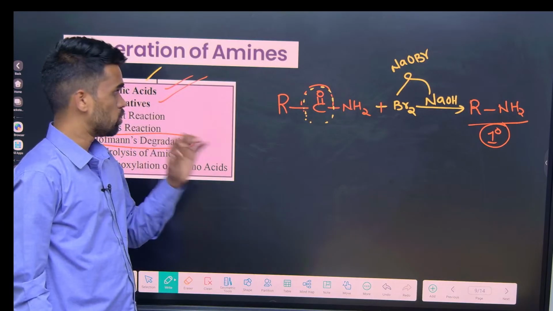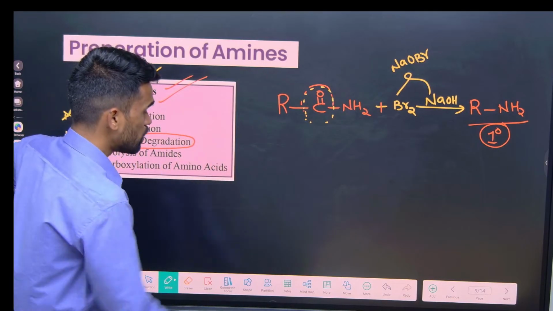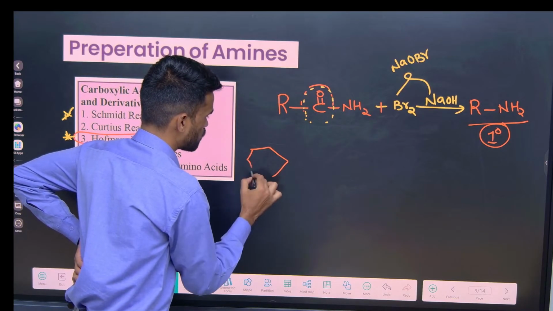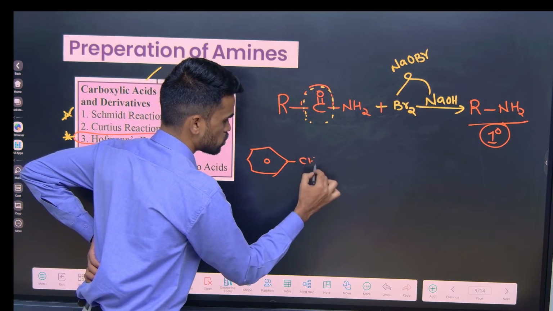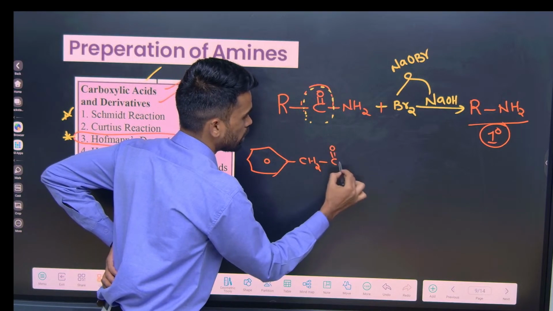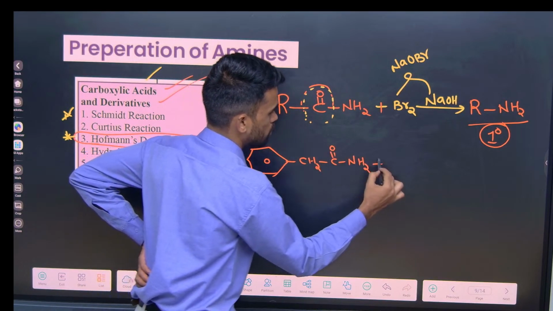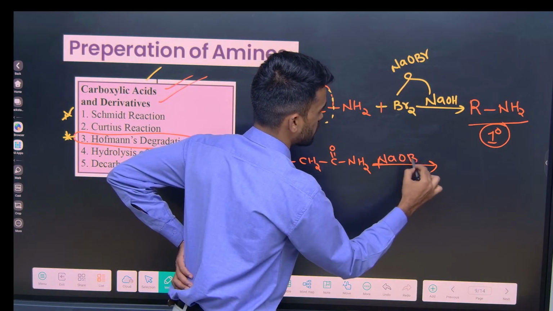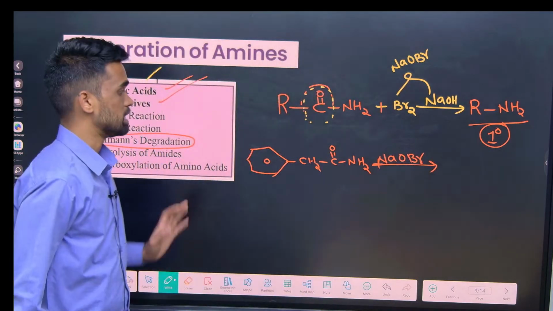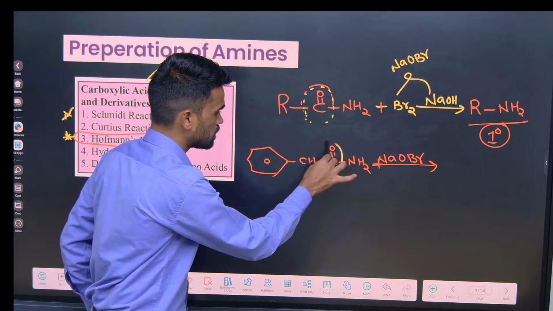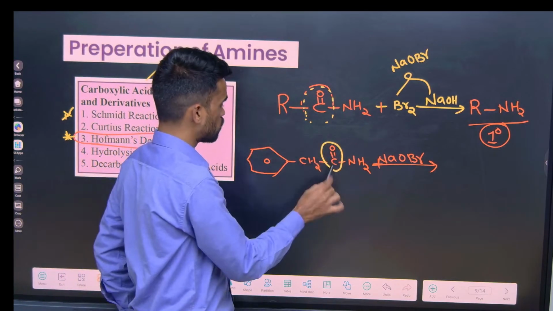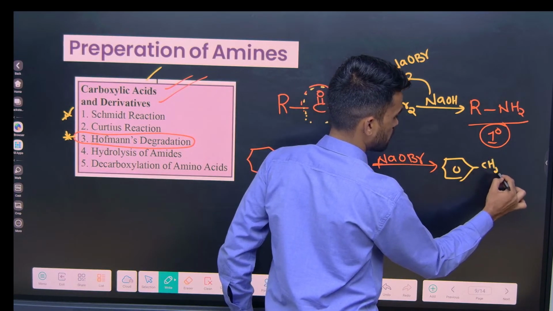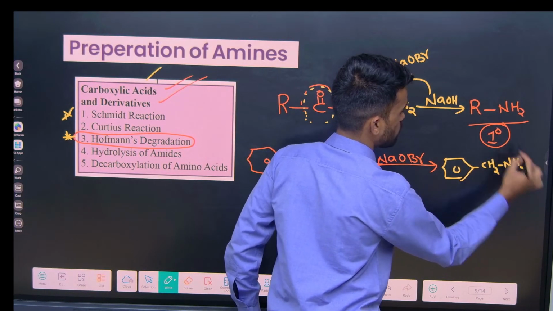Hope the discussion is clear. For example, what will be the product formed from C6H5CH2CONH2 plus NaOBr? Tell me. Just remove the carbonyl carbon and you are going to get benzyl amine. That's the product formed.